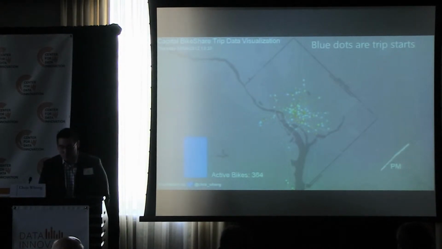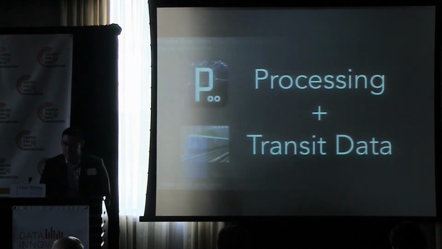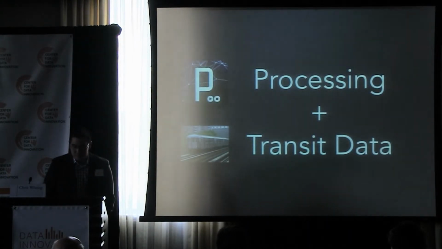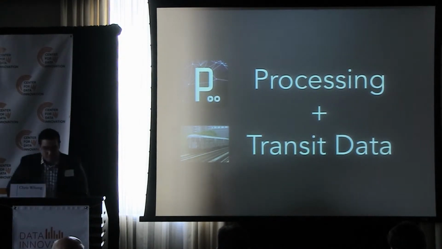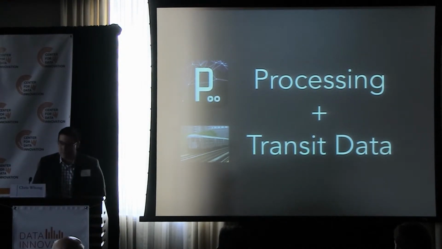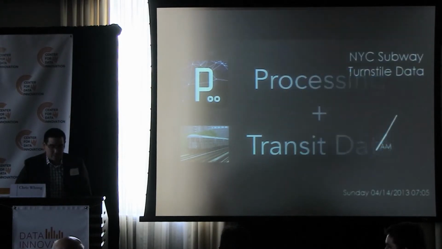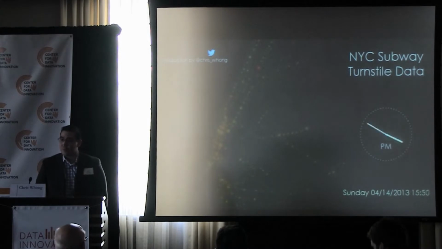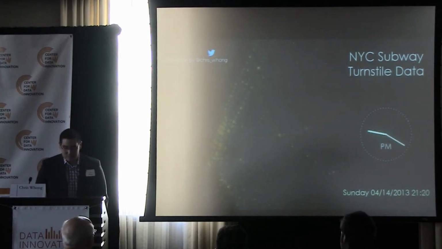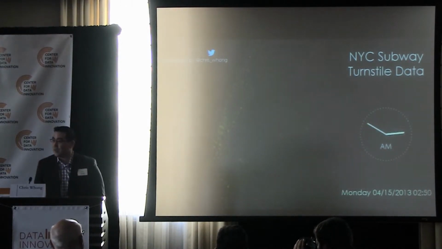So this is just one more way we can make the data dance and see what's inside all these ones and zeros. Another thing we can do with transit data: the MTA in New York City actually releases, in a not very awesome format, their turnstile data. So we know how many people are coming and going from each turnstile set at each station in the New York City subway. And what I've done here is animate that.